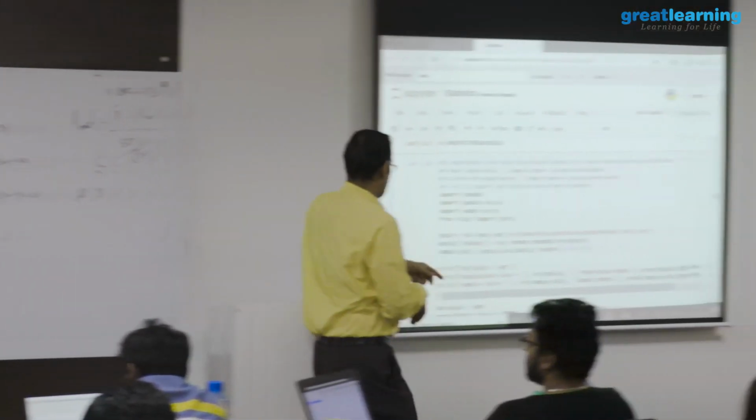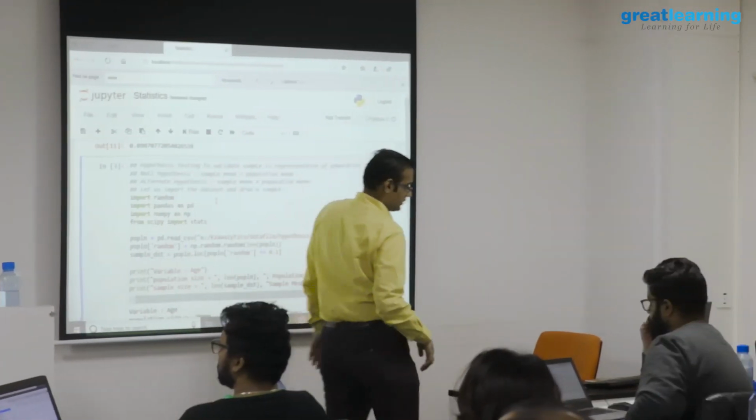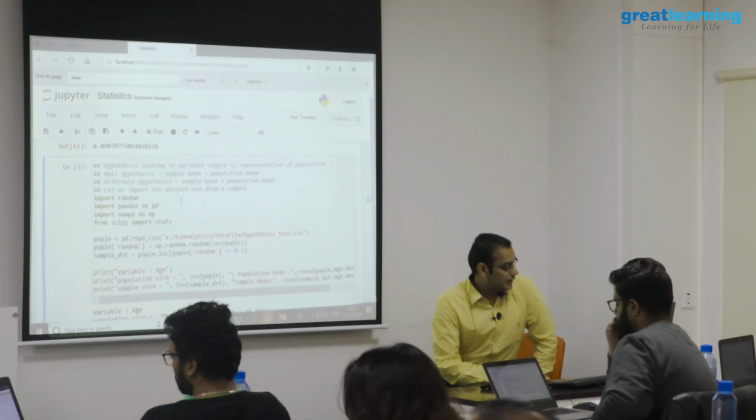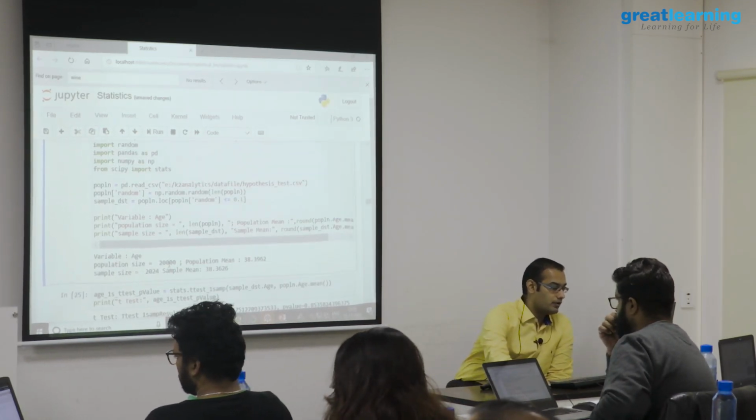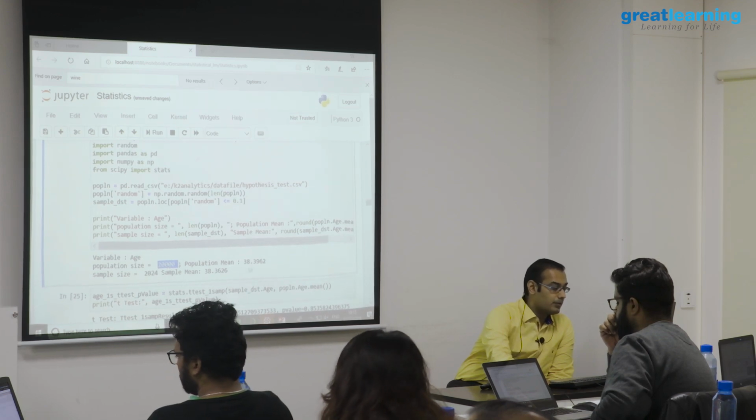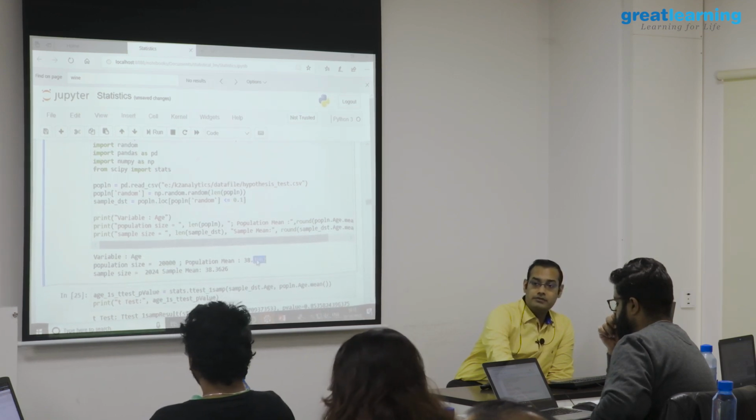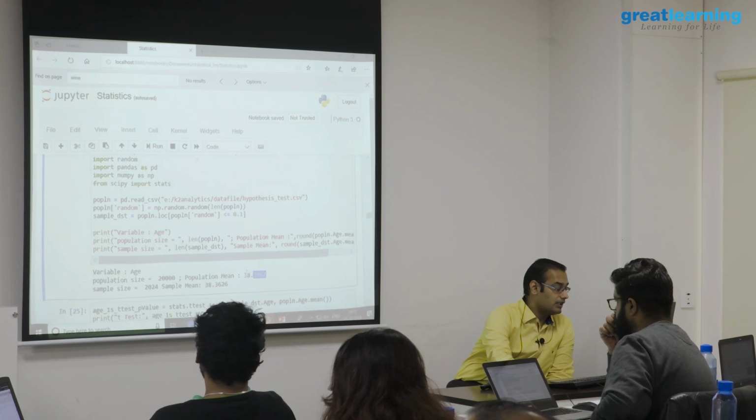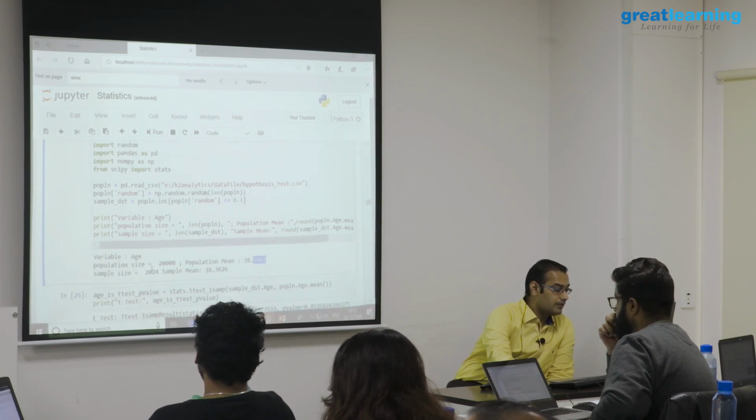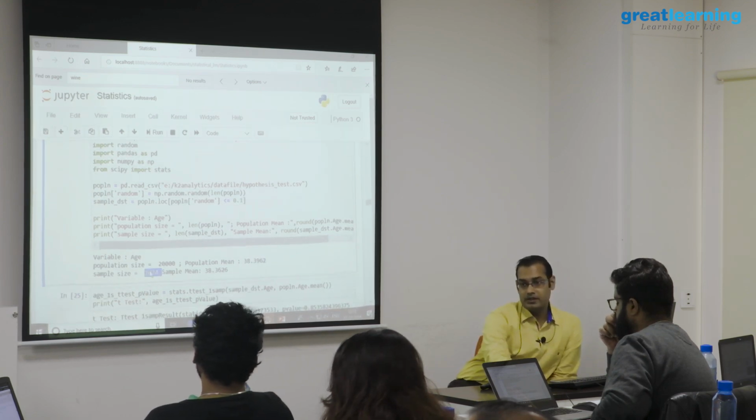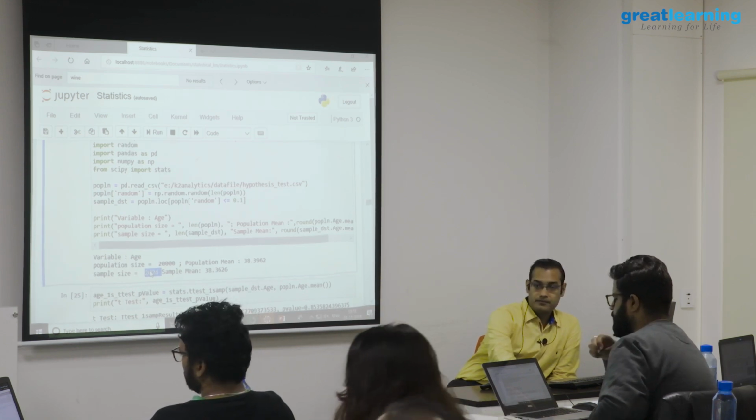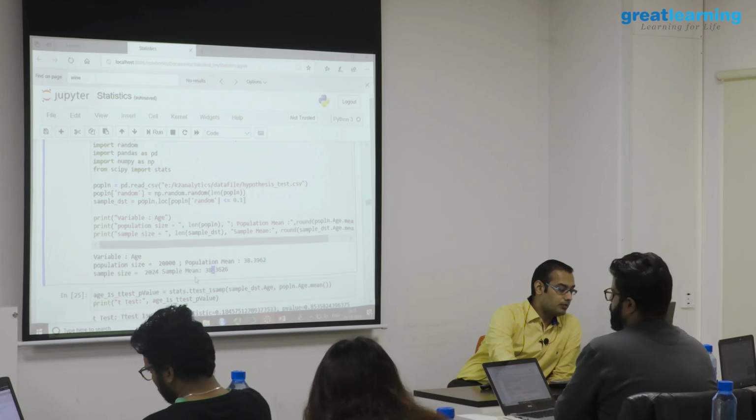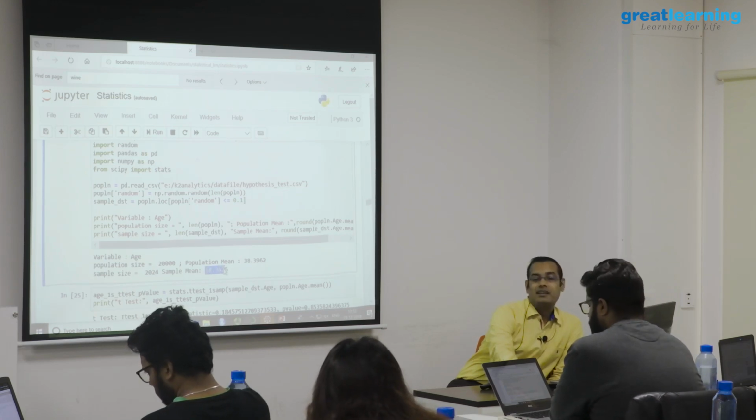So we have just imported the data. I've just printed some information. The population size is 20,000. The population mean for age is coming out to be 38.9, about 39. For the sample size, I have taken approximately 10%, so 2,024 observations have come, and the sample mean has come out to be 38.36.